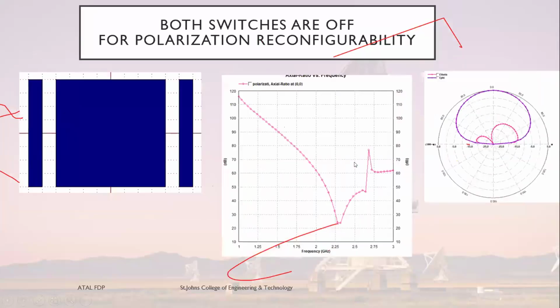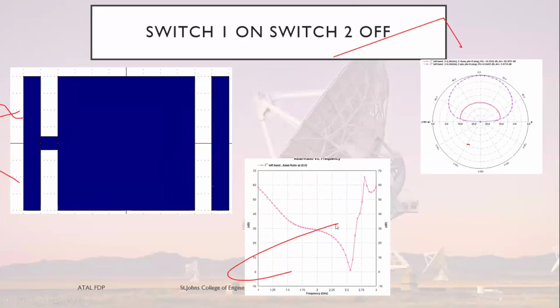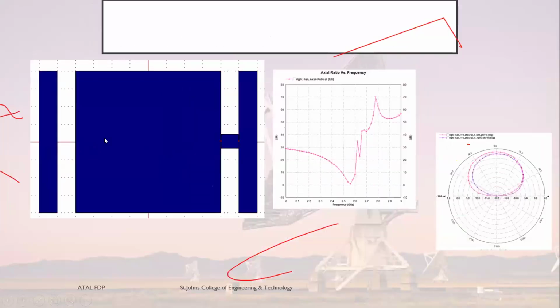So since here it is symmetrical, left hand side, right hand side, current path is same, I am getting linear polarization. In this case, my left hand side current path, right hand side current path is different. I am getting my circular polarization. You should know the philosophy or the phenomena behind for which I get circular polarization. Under what conditions I get CP should be known. Otherwise, you cannot do this reconfigurability.